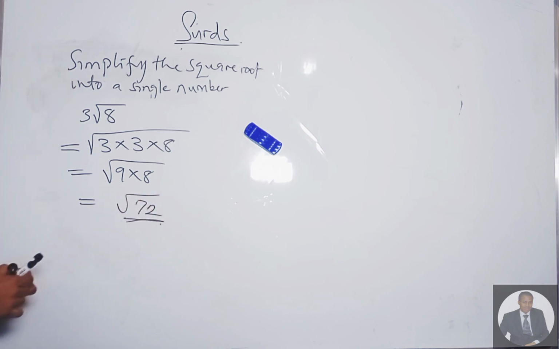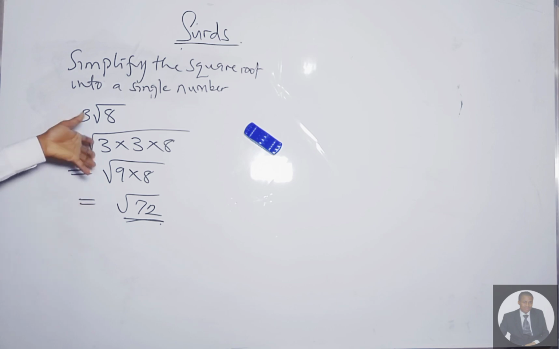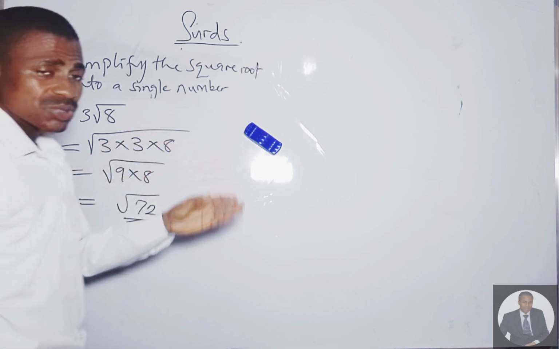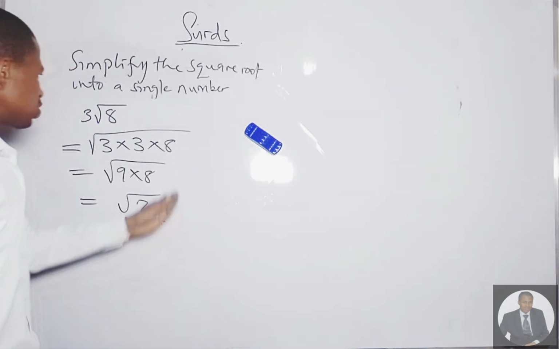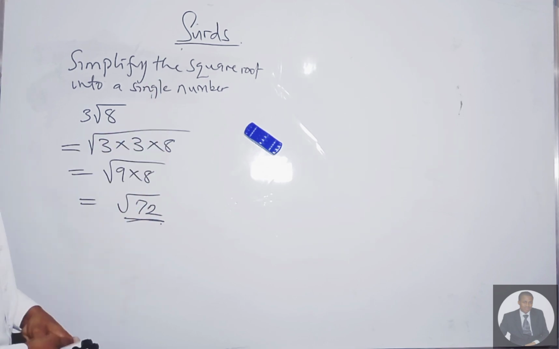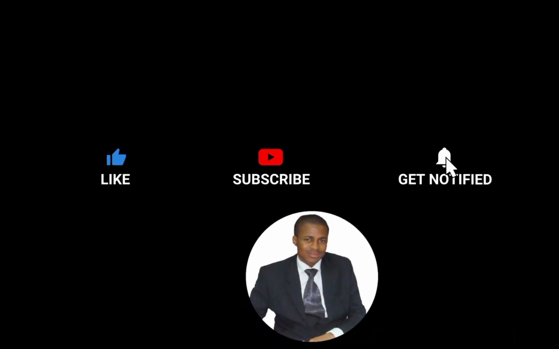So with these examples, I want to believe that you are getting familiarized with how to simplify surds into smaller units. In our next class, we'll be going into addition and subtraction of surds. Thank you. Meet you in the next class. Addition and subtraction of surds.